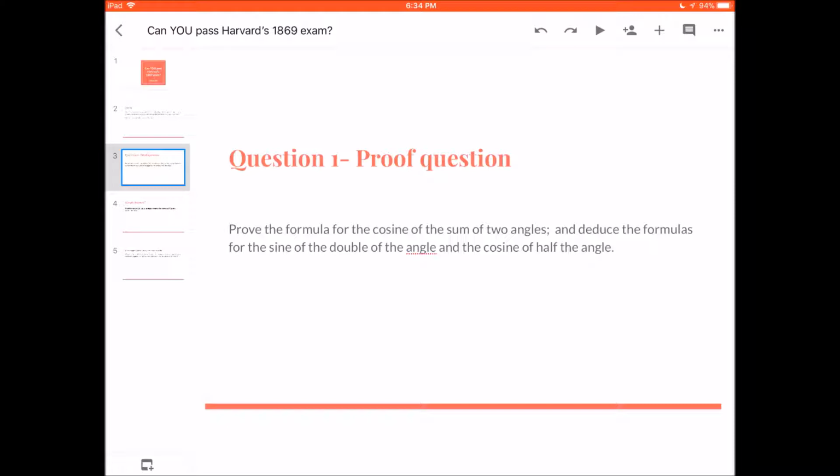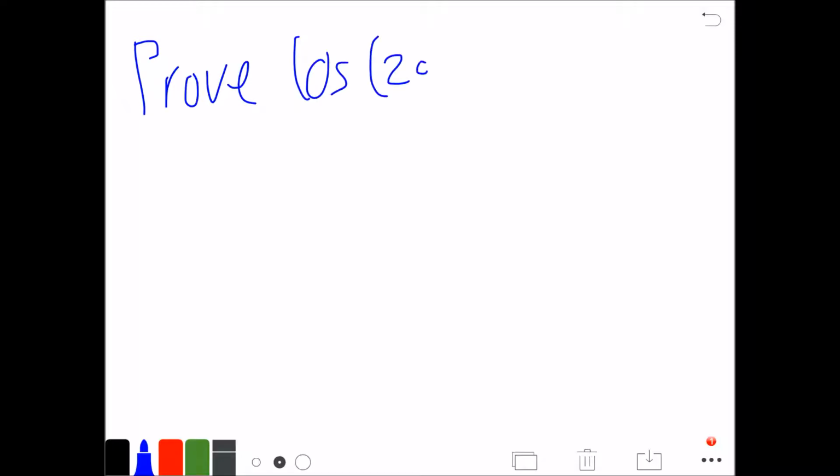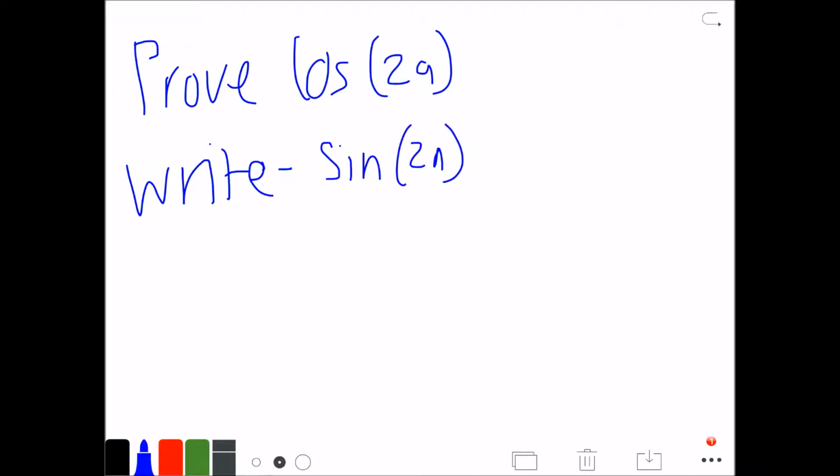Prove the formula for the cosine of the sum of two angles and deduce the formulas for the sine of double the angle and the cosine of half the angle. Oh, that was quite a tongue twister. So what they really want you to do is, I'll use blue. Prove cosine of 2a, and then I would assume by deduce just write down the formula, because I don't really want to prove the other two formulas: sine of 2a, and then cosine of a over 2.